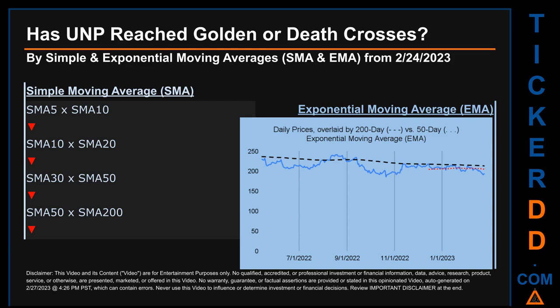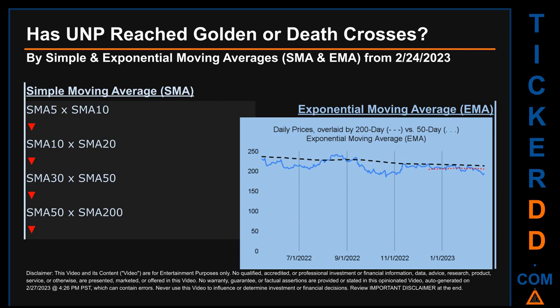For EMA, you can be the judge. Look at the generated graph on this page. Has the 50-day EMA line, which is in red, crossed above or crossed below the 200-day EMA line, which is in black? If no crossing can be seen, then no signal could be had. The blue line is daily end-of-day prices.